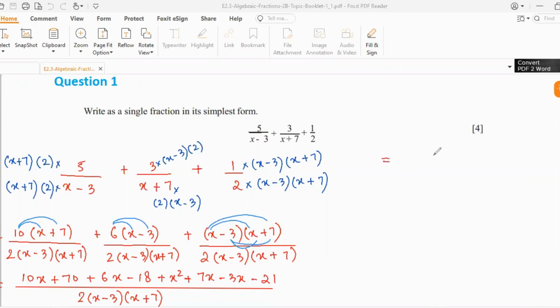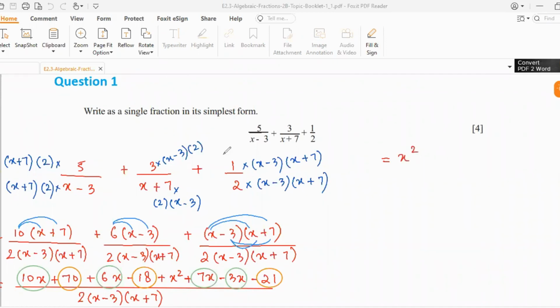Next, we combine the like terms. For combining the like terms, we've done this before as well. Like terms are those which have the same variable, and that variable needs to be raised to the same degree of power. For example, 10x, 6x, 7x, negative 3x, all these four terms are like terms. Similarly, 70, negative 18, negative 21 are like terms. X squared, there's no other x squared term in this equation, so x squared just remains as it is. We don't combine it with any other term.